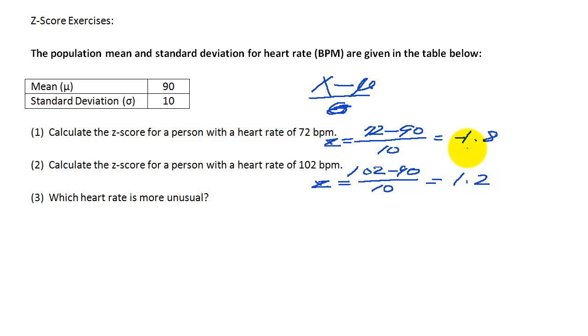1.8 standard deviations away, 1.2 standard deviations away. So 72 beats per minute is more unusual.